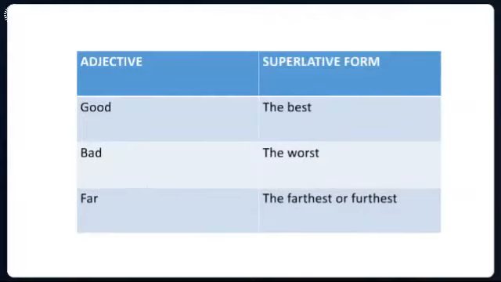It's good to mention that some superlative adjectives in English don't follow the usual rules. For example, the adjective good becomes the best. The adjective bad becomes the worst. And the adjective far becomes the farthest or the furthest.